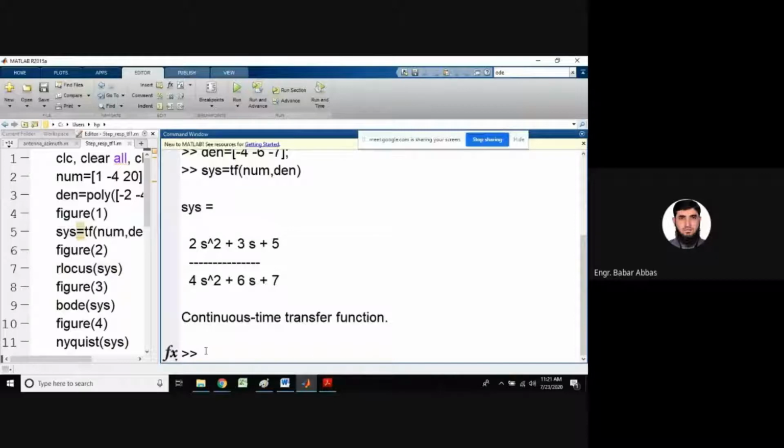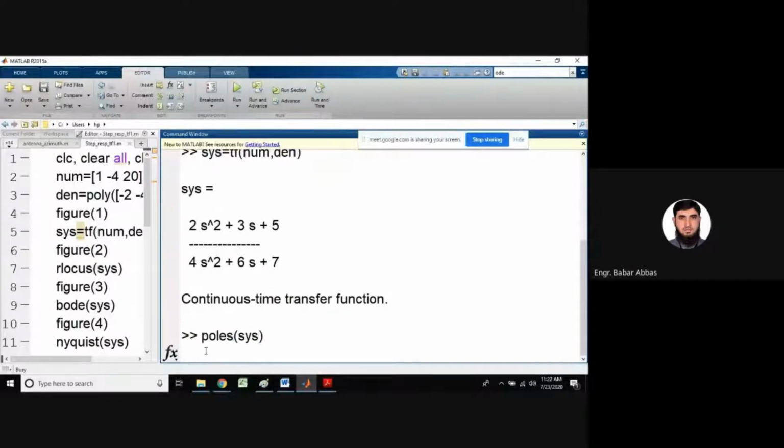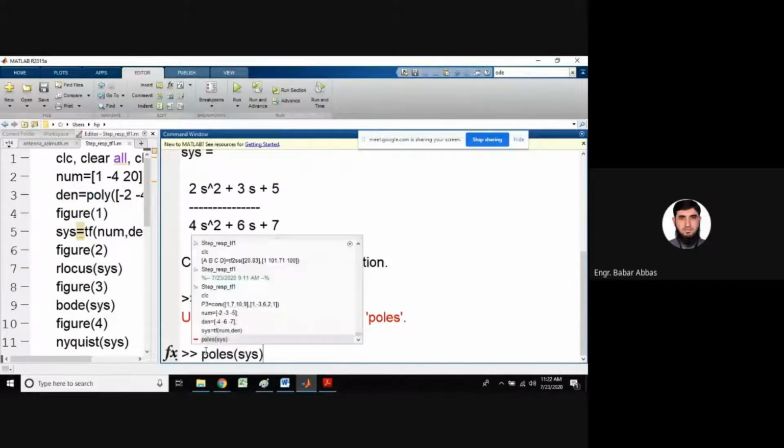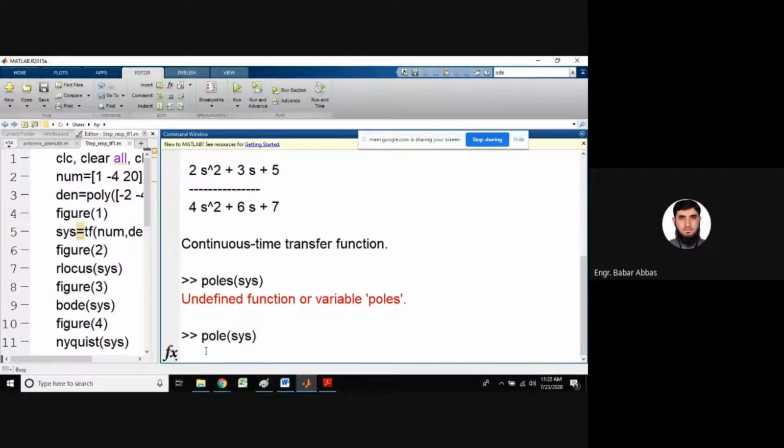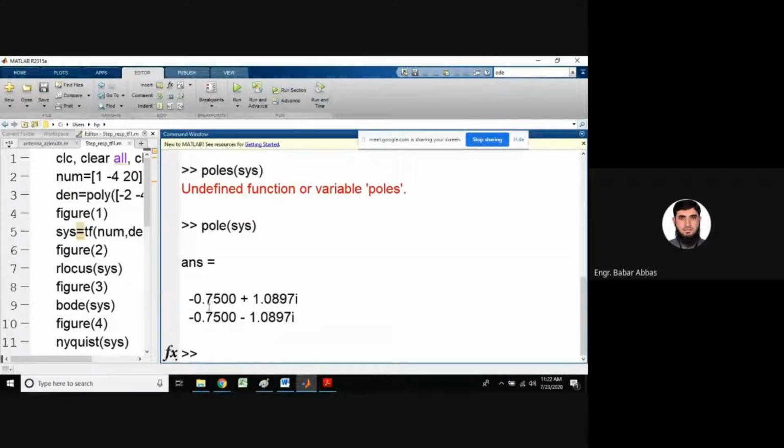If we are interested in finding the poles of SYS, we will write pole of the transfer function SYS. The keyword is not poles, it is pole, SYS. These are the poles: minus 0.75 plus 1.0817i, and this is the second pole.